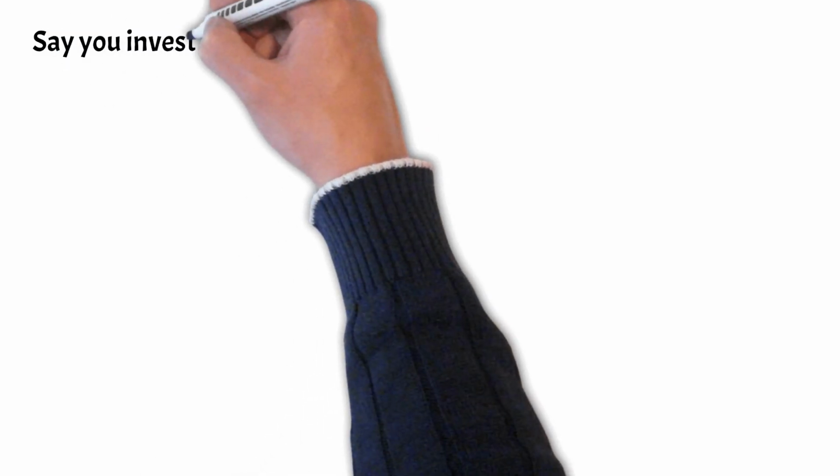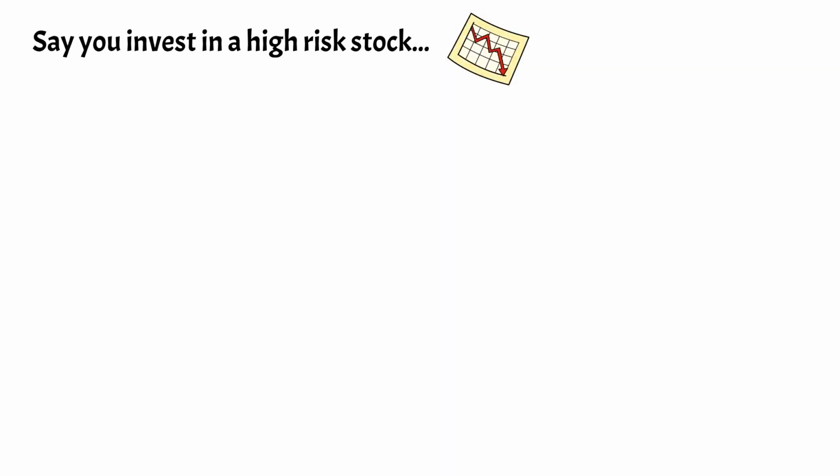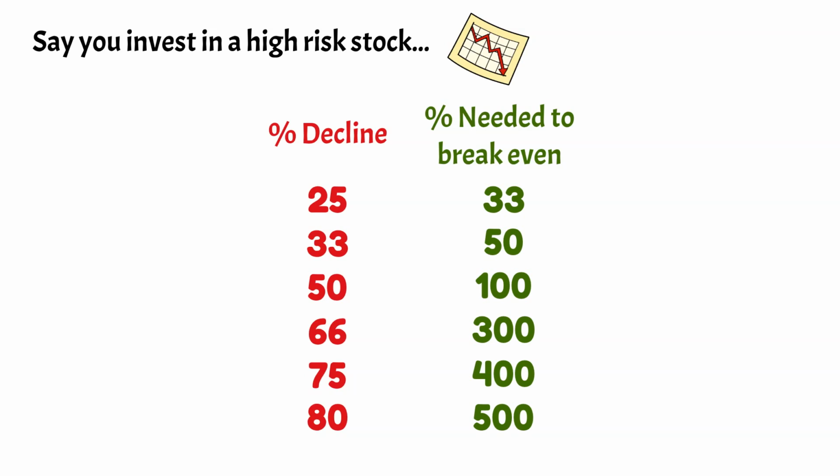Say you invest in a high-risk, high-beta stock, hoping to 10x your money quickly, but soon find yourself down 50%. Just to get back to where you were, you must double from where you are now. This becomes increasingly harder the further your investment falls.